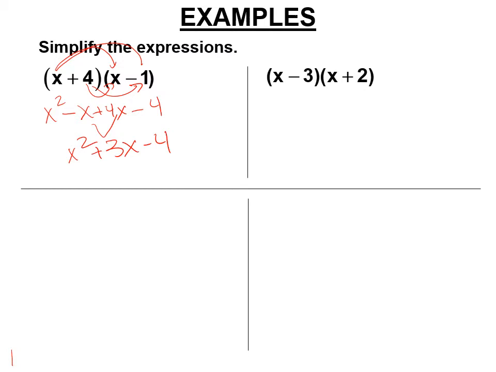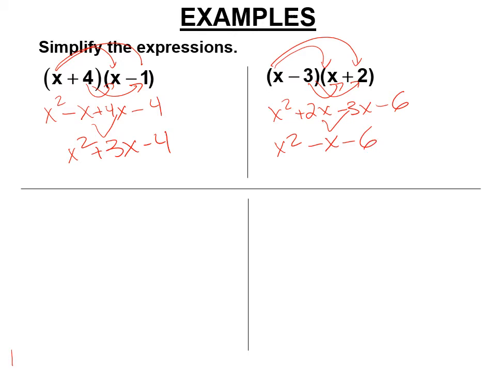So here, first, x squared, outer, 2x, inner, negative 3x, last, negative 6. So x squared, we combine those, minus x minus 6. Here, so now in both those on the top, we have one of each, a plus and a minus. And notice what happened. You will get a minus for the last one every time. You will, because if you have one, you're going to be multiplying a positive times a negative. So you're always going to get a minus right in front of the last number.